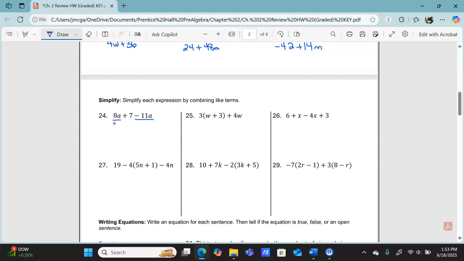Simplify by combining like terms, so we have 8 minus 11 on our A's. The signs are different, so we find the difference, which would be 3, and keep the sign of the larger. And then 7 doesn't have anything to go with it.